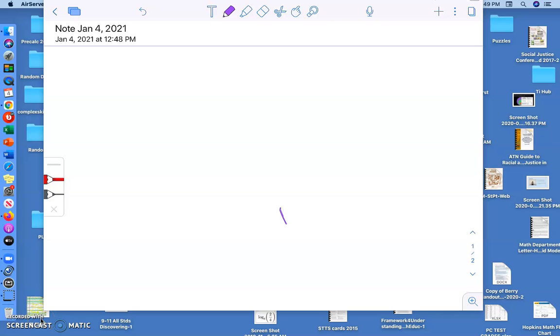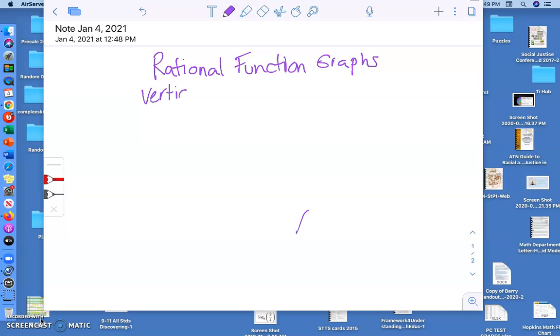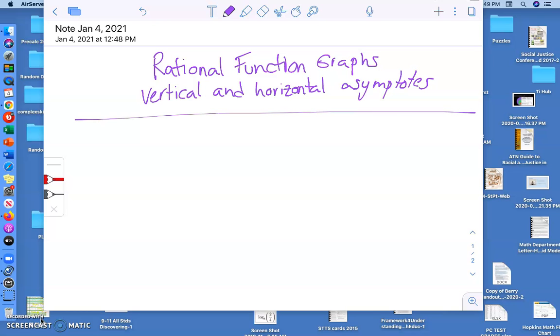Hello, today we're going to take a look at rational function graphs. And in particular, we're going to take a look at vertical and horizontal asymptotes. So there's quite a bit that we're going to cover today.